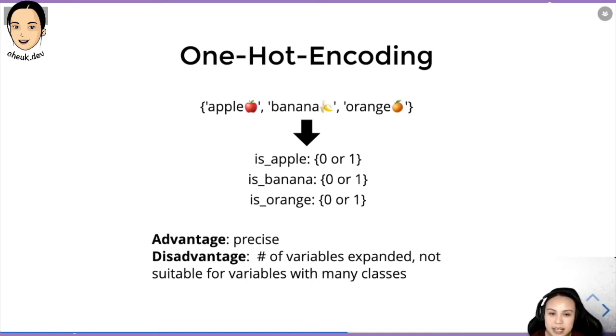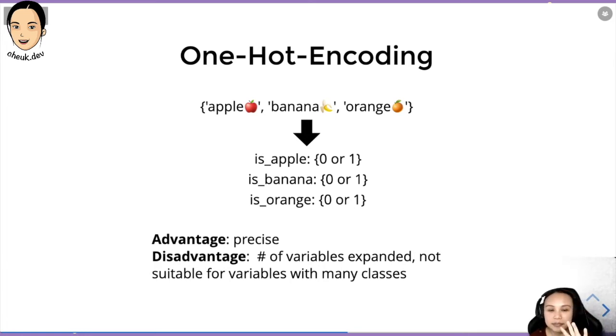But the problem is that originally I have one variable, what fruit it is. It could be an apple, banana, or orange. I only have three fruit in my fridge, so there are only three. But when I encode it, then I have three variables. Is this an apple? Is this a banana? Or is this an orange?